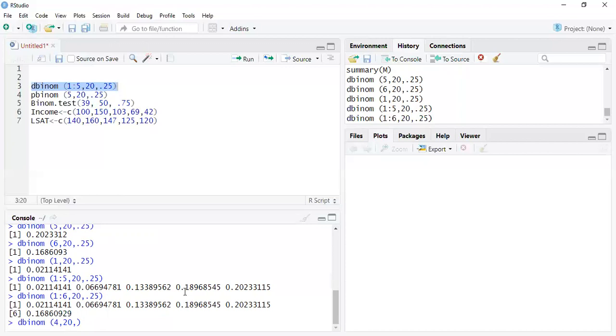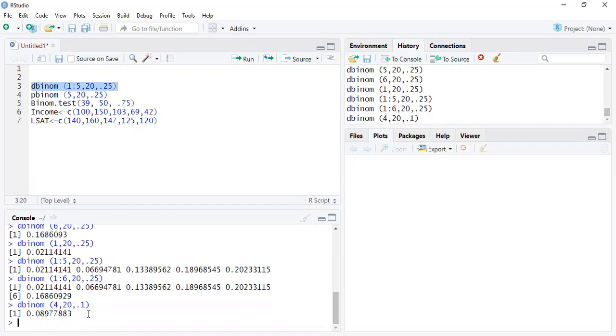So the dbinom function here, if you want to know what's the likelihood of 4 out of 20 when there's a 10% likelihood that there's a defective product, you get, that's pretty low. That's just an 8% chance that you'll have 4 out of 20 when there's a 10% probability that there is a defect. So these are arbitrary numbers.